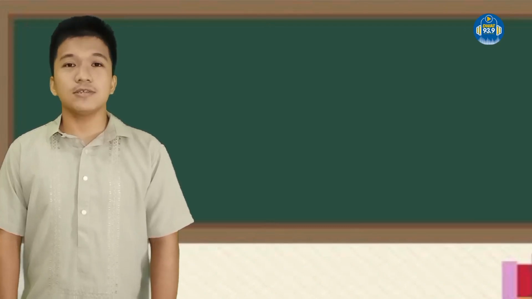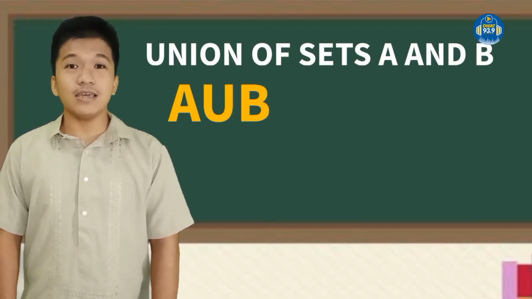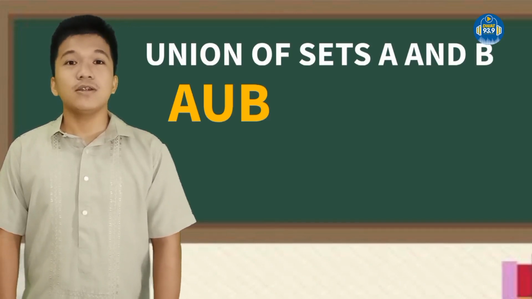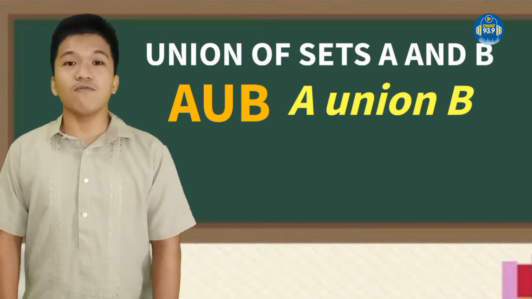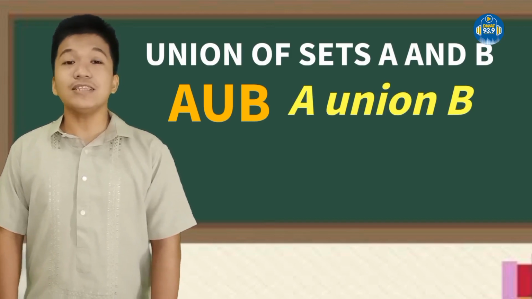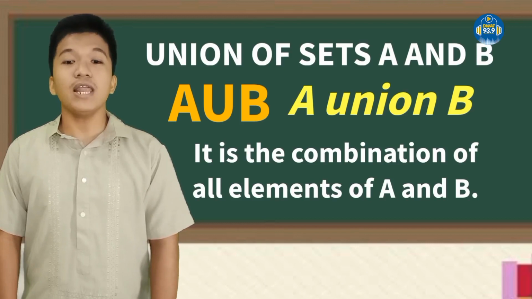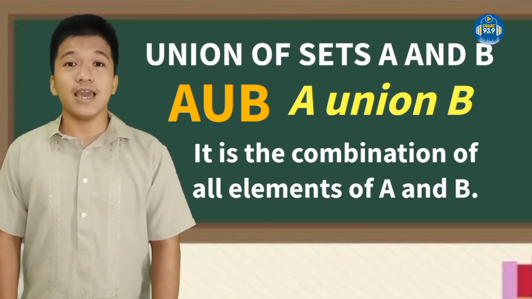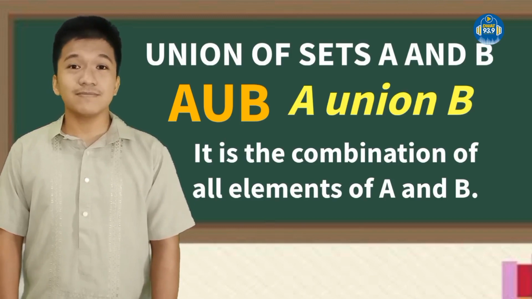In other words, the union of sets A and B, denoted by A, U, B, read as A union B, is the set of all elements found in set A or in set B. It is the combination of all elements of set A and set B. Do you want more examples?